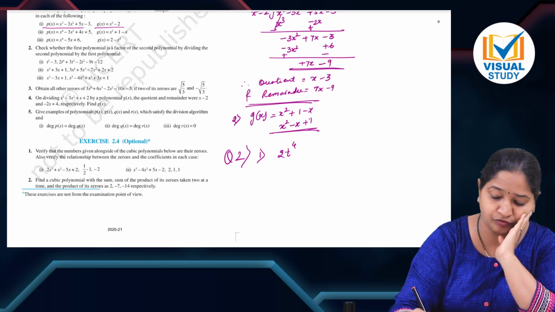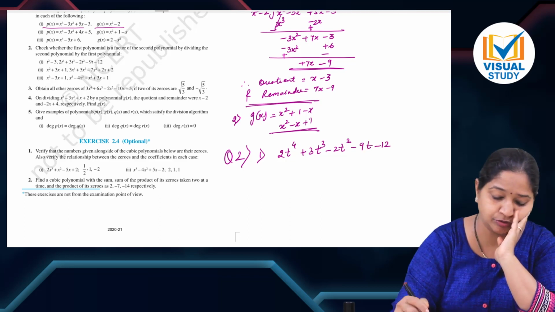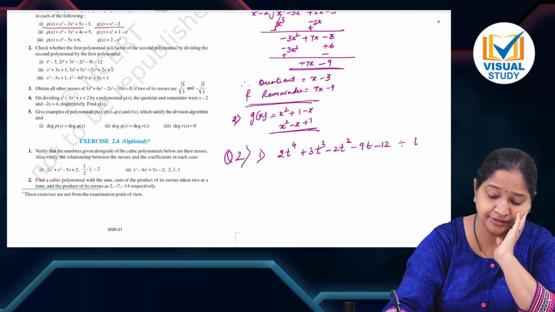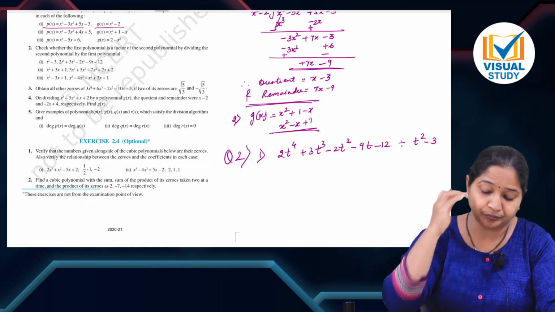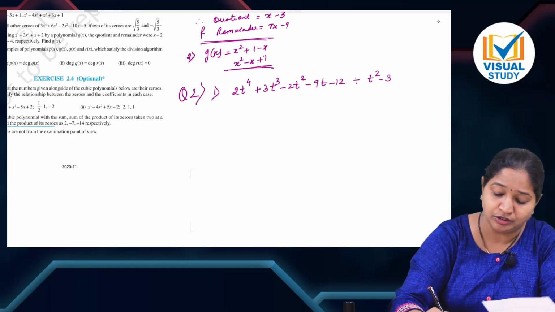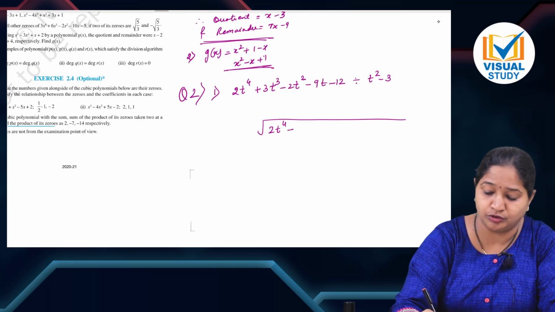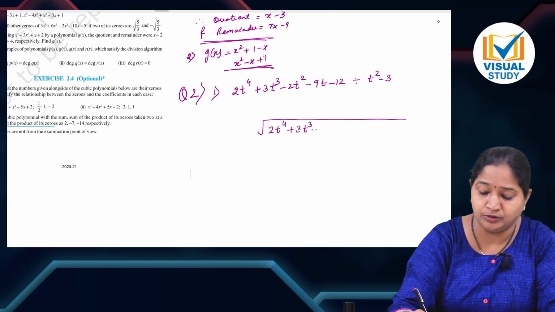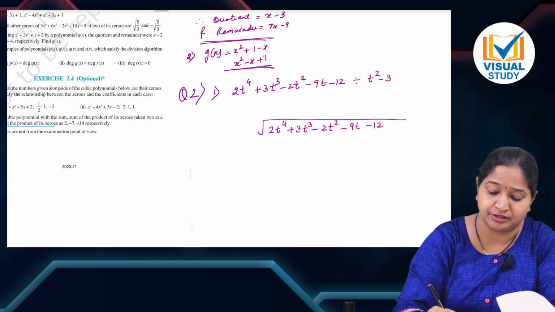Two t raised to 4 plus 3t cube minus 2t square minus 9t minus 12, and what you have to divide it by is t square minus 3. Check whether it is a polynomial or not. Again, 2t raised to 4 plus 3t cube minus 2t square minus 9t minus 12, divided by t square minus 3.